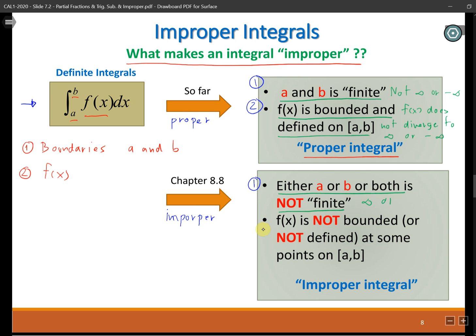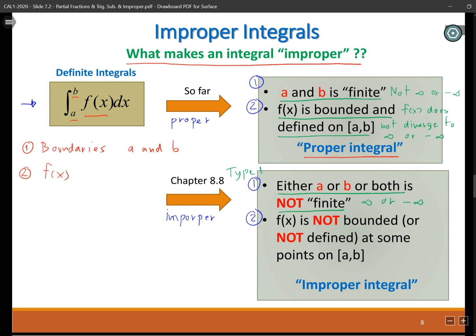Infinity or minus infinity. This means that in your integral, this sign of infinity is going to show up there. Now that is the first violation, and we are going to call this improper integrals type 1. It's about the boundaries here. Now the second violation is about the function right here.